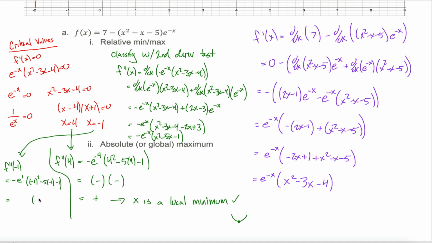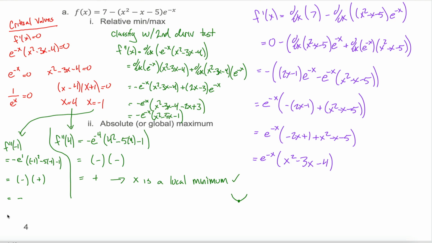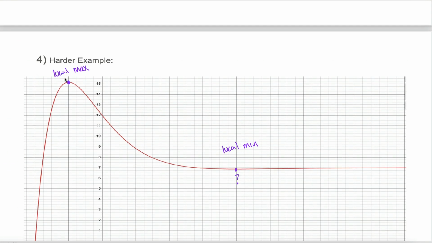These parentheses evaluate to a positive number. Negative e to the first power is a negative number because e to the first power is just e, and e is positive, and the negative of a positive is a negative. I got a negative times a positive. I got a negative number. Since my second derivative is negative at this critical value, I know that I have a local maximum here at x equals -1. Yes, we already knew that just by looking at the graph.